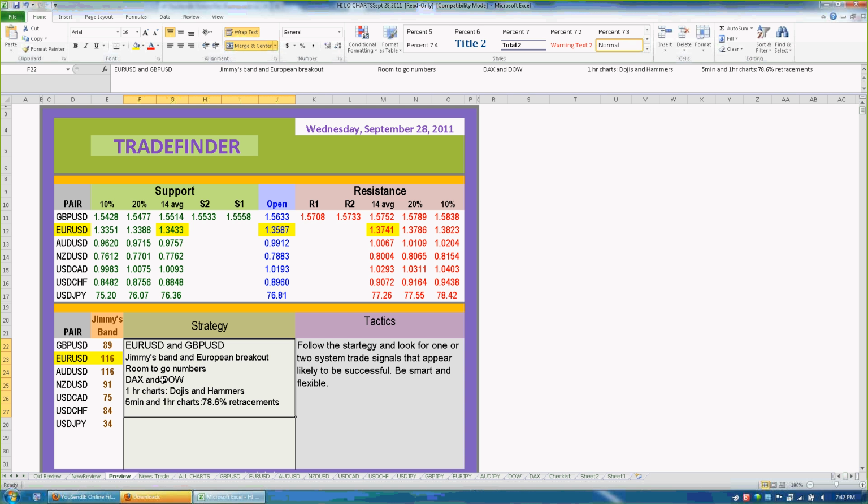And we can also look at the 1-hour charts to see if there are dojis and hammers, and look at the 5-minute and 1-hour charts, and look at the retracements. Especially once we've had a signal, if the signal isn't doing well, we can look to try to double up or even put it on at the 78.6 retracement level. But the key numbers we start off with are the opening price, the 14 average, and the levels above and below the opening price. Those are the key numbers along with the Jimmy's Bands numbers.